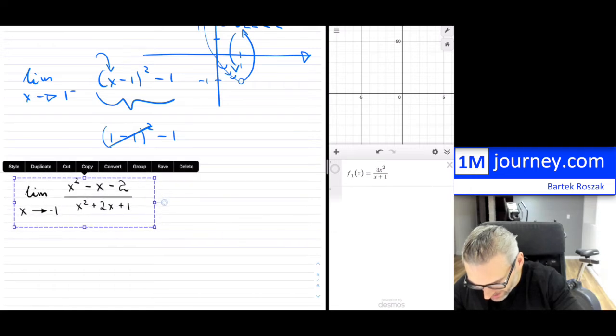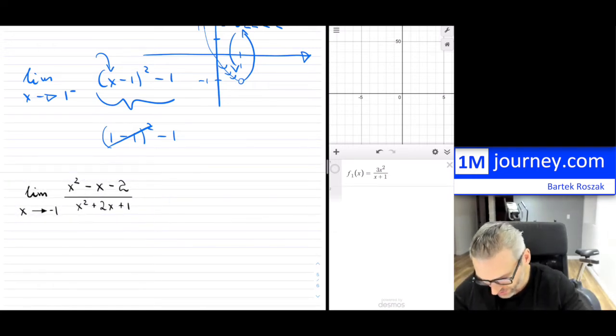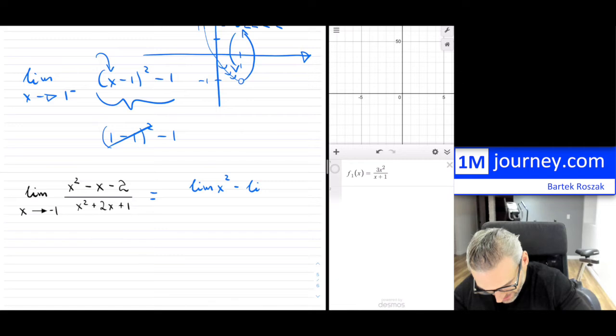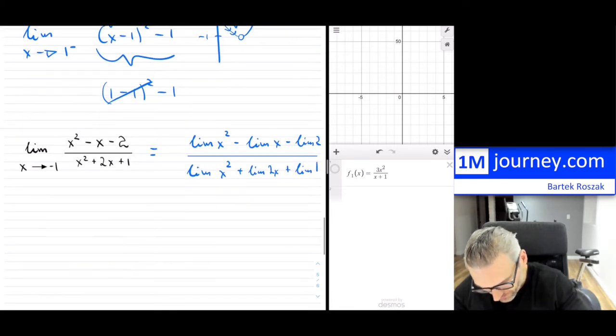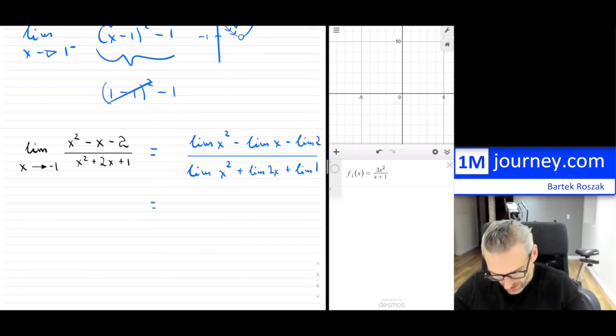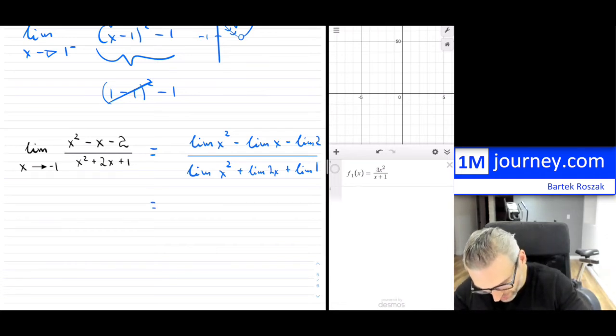So let's find the limit as x is approaching -1. What do we run into? I'm going to use the limit properties here. This is going to be a little annoying, because I'm going to get the limit of x squared, minus the limit of x, minus the limit of 2, all over the limit of x squared, plus the limit of 2x, plus the limit of 1. What we're going to run into here, I'm just going to fast forward to try to find these.